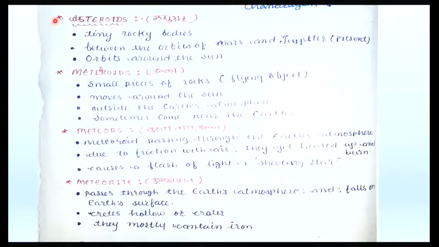Okay, let's move forward. This is asteroid, जिसे हम लघु ग्रह कहते हैं. They are tiny rocky bodies between the orbits of Mars and Jupiter. Okay, आगे मैं आपको इसके बारे में बता दूंगा. They orbit around the sun, all these.